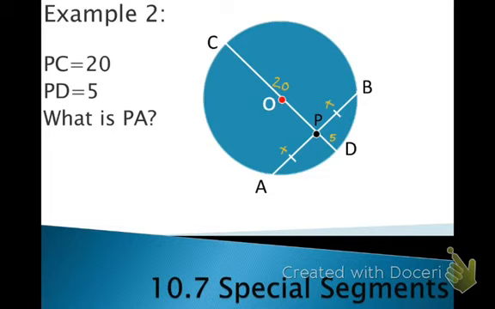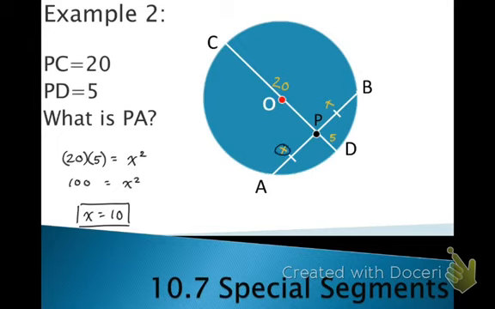So we know that by the power of a point, PC is 20 times PD, which is 5. And that's going to be equal to AP times PB. But we know they're both X, so we could think of it like X times X, or X squared. So 100 equals X squared. A little simple math can tell us that those two segments should be 10. So this is 10 and this is 10.